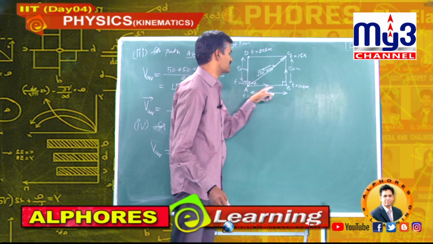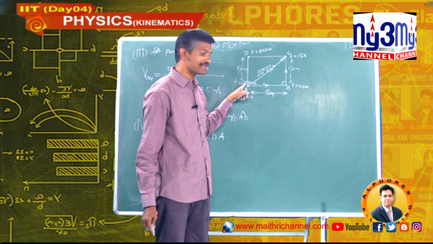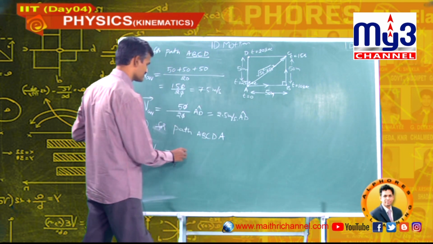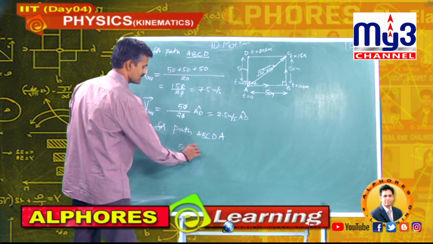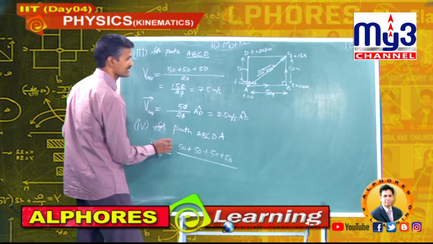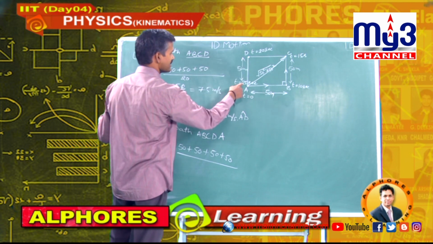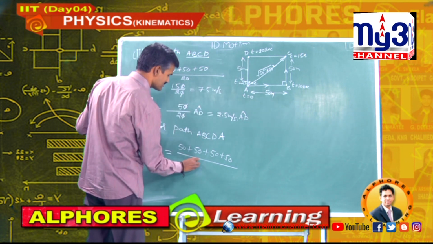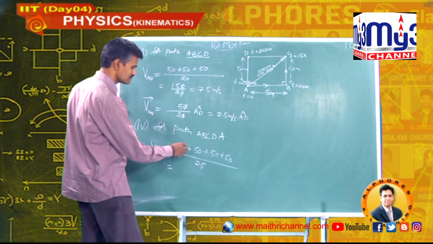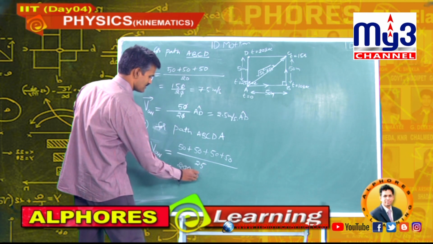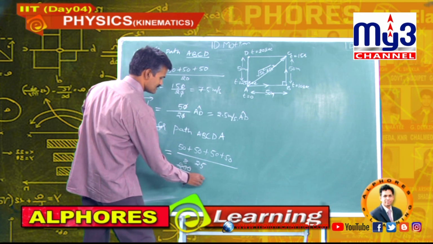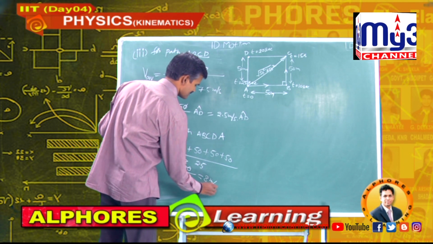If the man travels from A to B, B to C, C to D, D to A, the total distance is 50 plus 50 plus 50 plus 50, divided by the time taken, when he reaches A within 25 seconds. So this is 200 by 25, which is 8 meter per second.